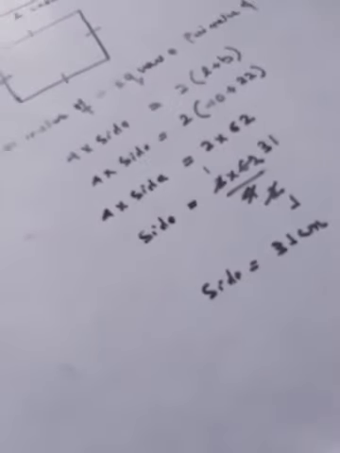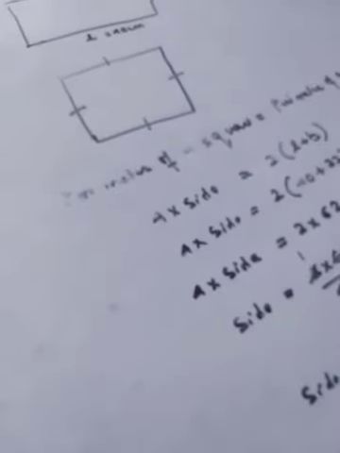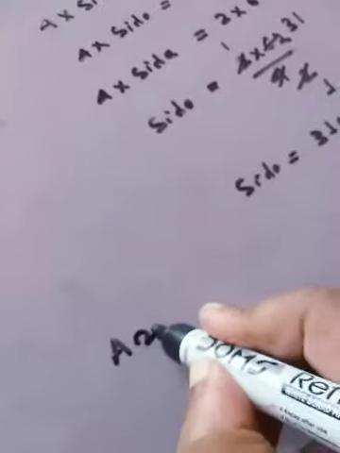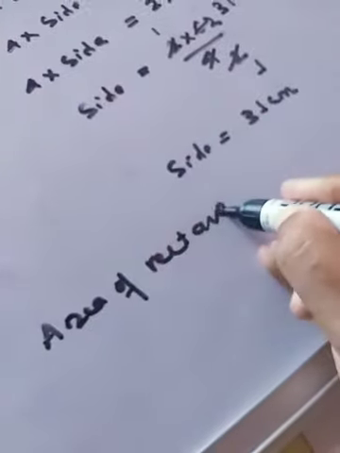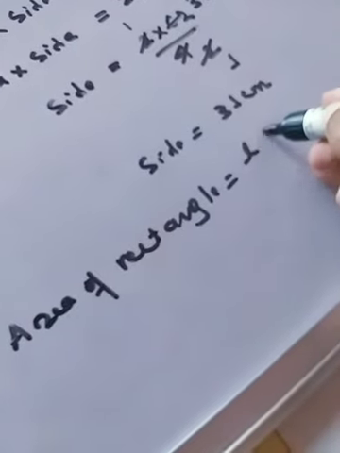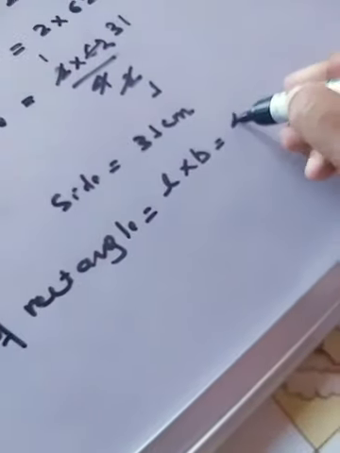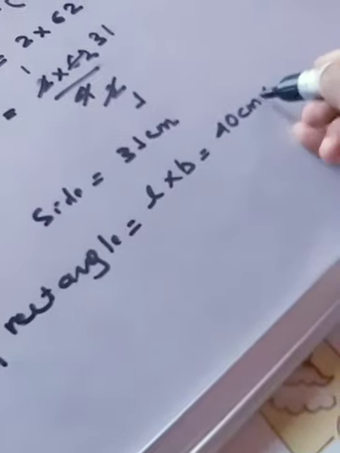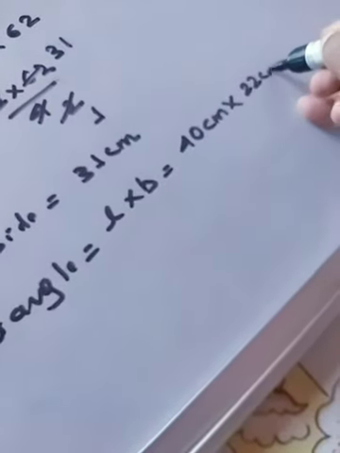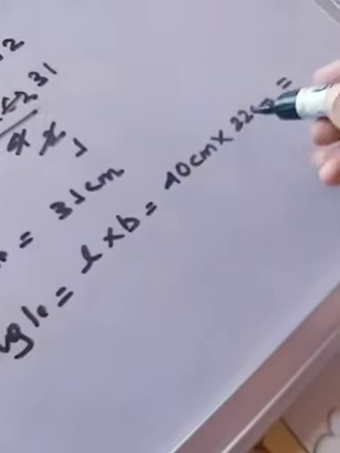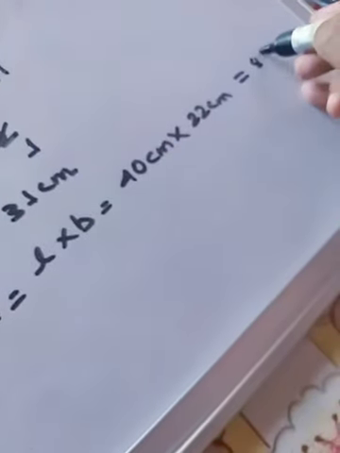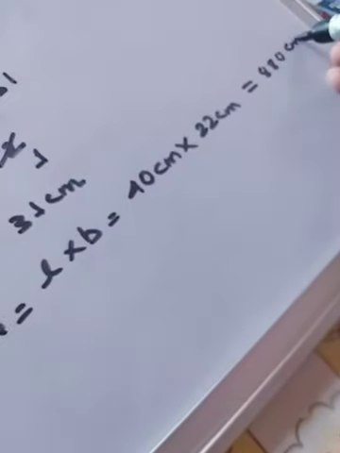Okay, now what is the last thing that we have to do? We have to find the area of both the figures, and we have to see whose area is more. So let us find the area of the rectangle first. Area of rectangle is length into breadth. So length was 40 centimeter and breadth is 22 centimeter. So if you multiply it, what will be the answer? 880 centimeter square. Now this is the area of the rectangle.